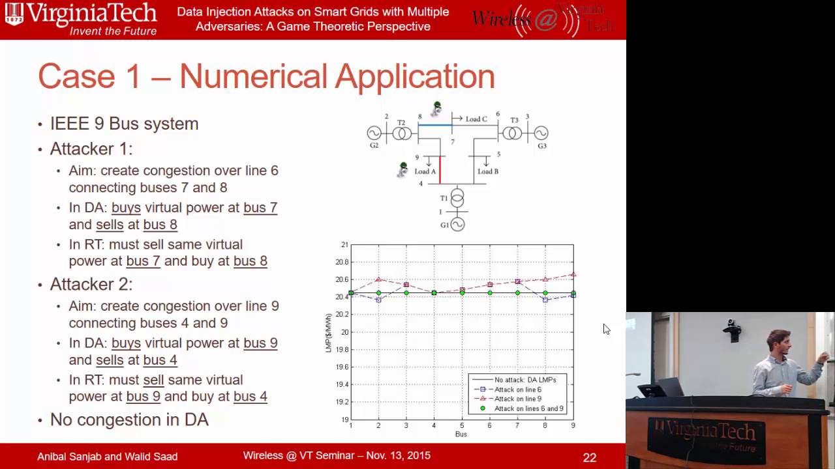However, when they both attack together, we can see in the dotted green line that there's actually no effect. There's no mismatch between the day-ahead and real-time LMPs. And in our work, we have proven that that profile, where they both attack and they cancel out, is actually an equilibrium. So no one has any incentive to deviate from that.